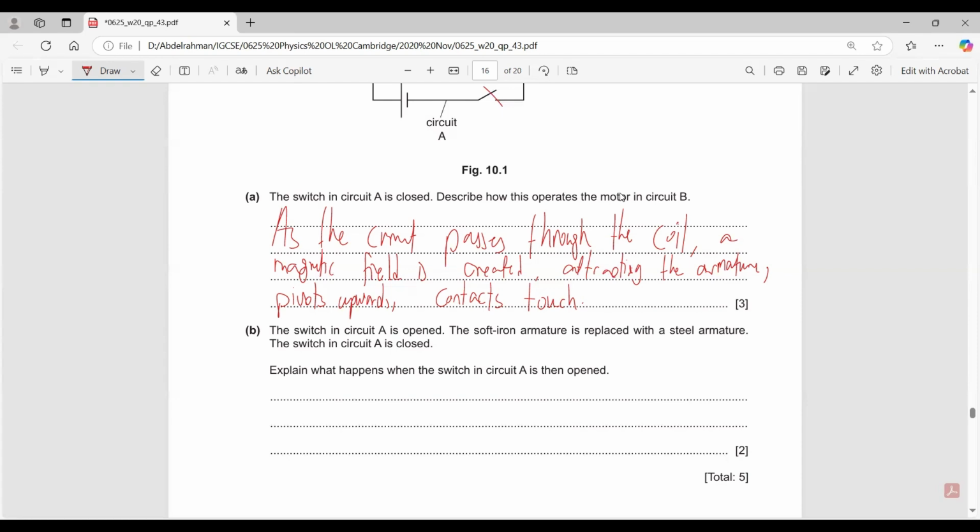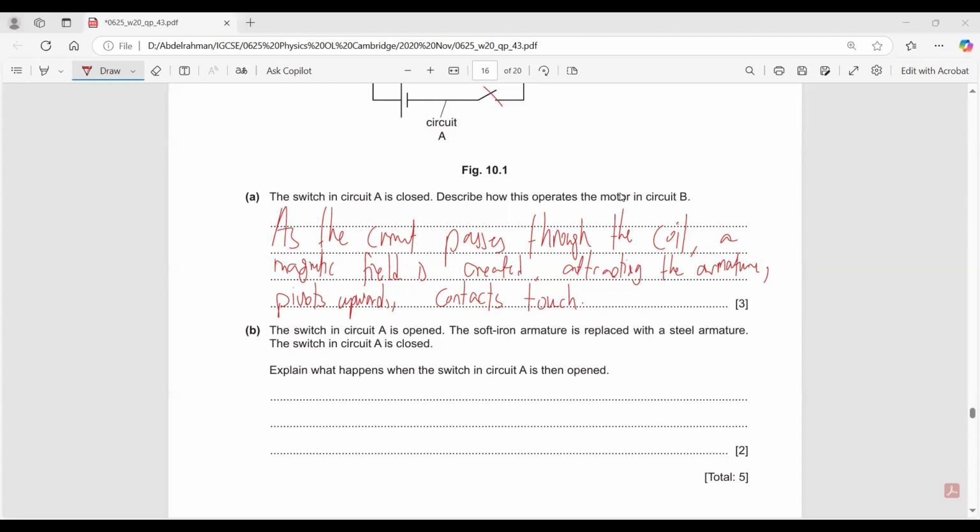The problem would be that the steel is a permanent magnet. The steel will be magnetized. So basically, if you open the switch or close the switch, it wouldn't matter. Why? Because it will remain magnetized. The contacts will remain touching, because it is still magnetized.